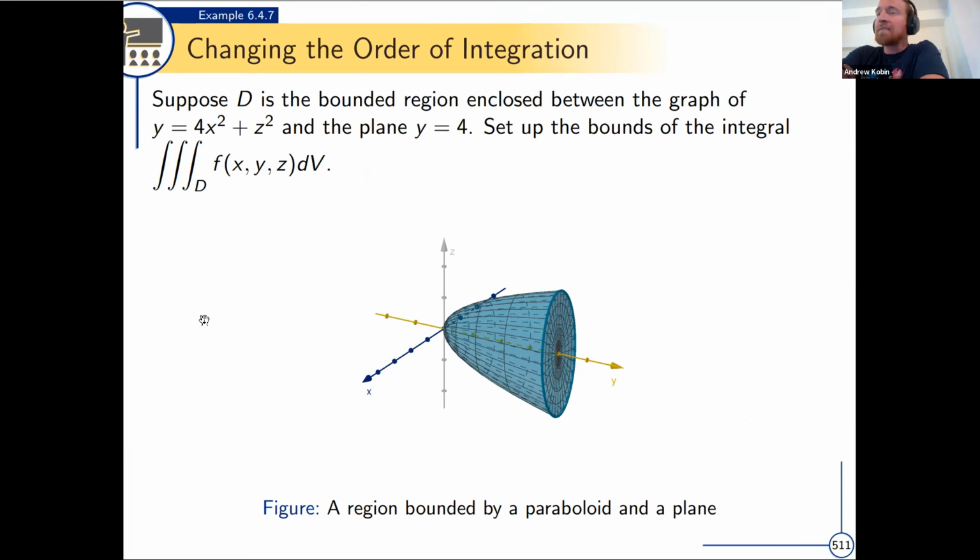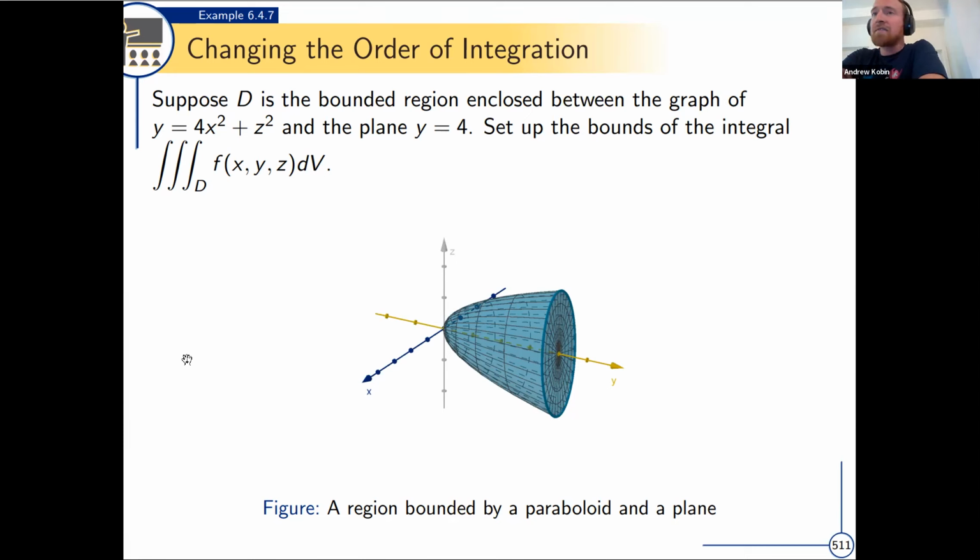We may not always want to integrate z, then y, then x, depending on how our figure in three-dimensional space looks. For example, suppose D is the bounded region enclosed between the graph of y equals 4x squared plus z squared, which you should think of as a positive y direction opening parabola, but in 3 dimensions, so it's something called a paraboloid, and the plane y equals 4. Just a point on the picture, the surface given by y equals 4x squared plus z squared opens to the right, looks like a parabola in either direction if we take slices, and it's cut off at the value y equals 4. That's this plane that slices over here.